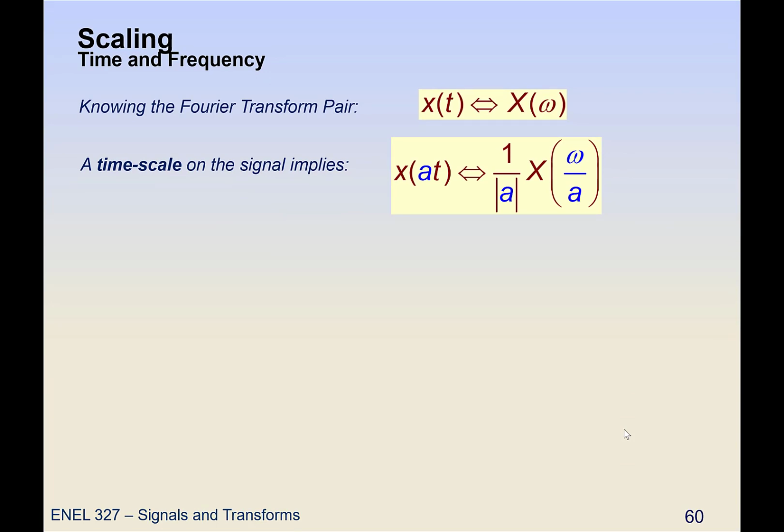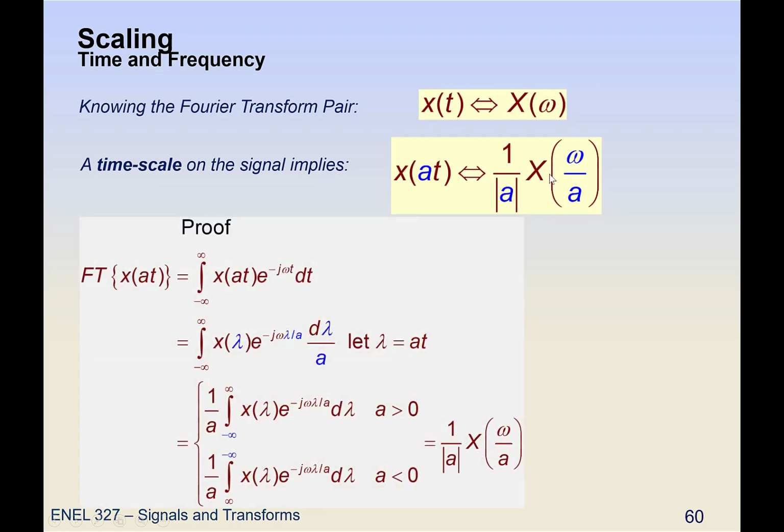Now let's think about time scaling. If we have our original transform pair, a time scale on the signal implies an inverse frequency scale on the Fourier transform. Take a look at the proof of that. We're just going to replace at with lambda. And if you do that, you have to do all these different substitutions.